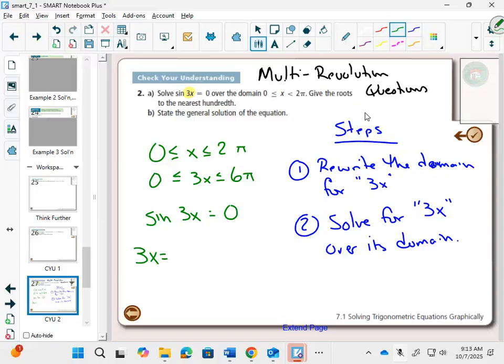So normally, this is where students, the number one mistake where students make mistakes is they stop there. They say 0, pi, and 2 pi, which is correct. But the domain for 3x is you have to go 3 times around. 0, pi, and 2 pi is once around. The second time around, I would have 3 pi and 4 pi. And the third time around, I would have 5 pi and 6 pi. Does that make sense?